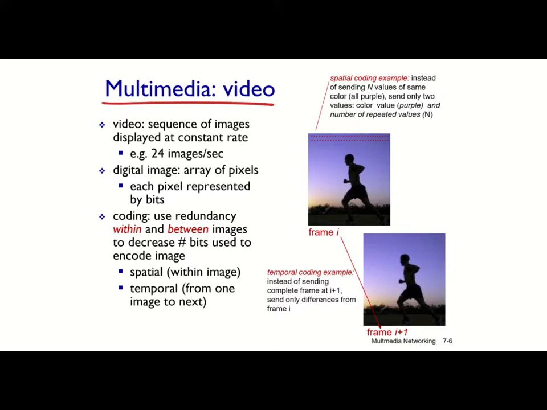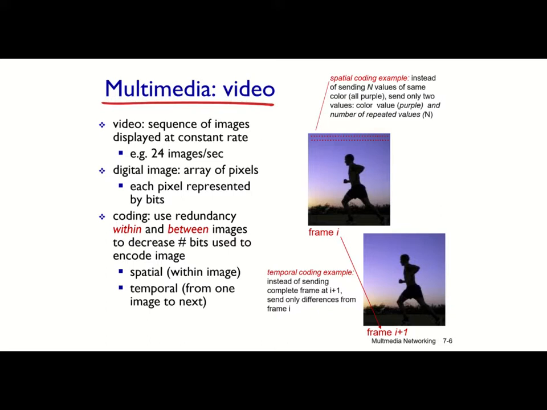There are some techniques both in temporal layer and spatial layer that can decrease the number of bits used to encode the video substantially. For example, in spatial coding of this image, instead of sending n values of the same purple color in these rows, we can simply send two values, the color value, which is purple, and the number of repeated values. So this way we can decrease the number of bits used to encode the image substantially.